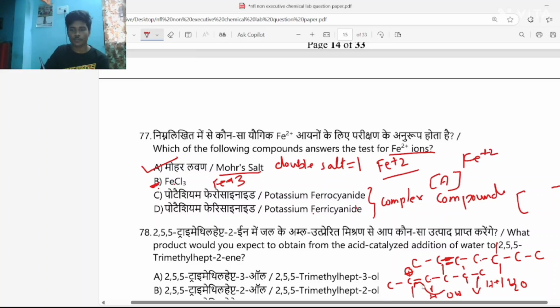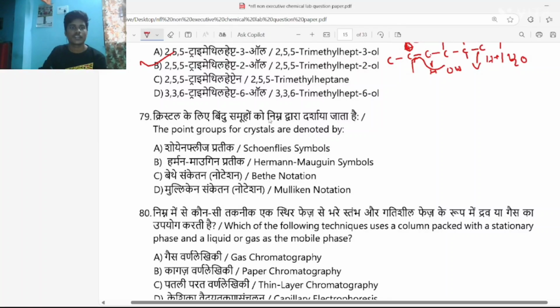Next question, 79. The point groups for crystals are denoted by Schoenflies symbol. No, so Schoenflies notation we cannot use for crystals. We use it for general molecules.